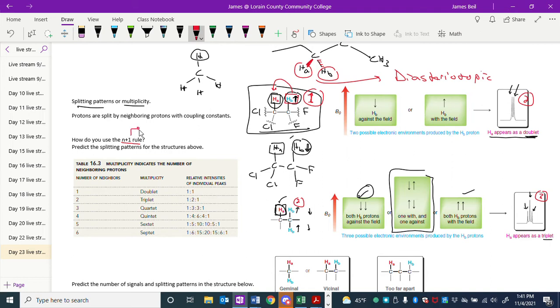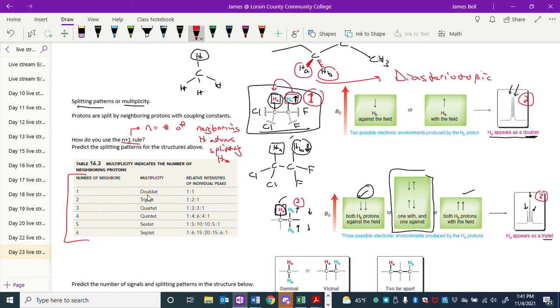The n+1 rule tells me that if n equals the number of neighboring hydrogens that are splitting a certain signal like HA, that's what n is. So I just have to take that number and add 1, and that should tell me the signal, right?